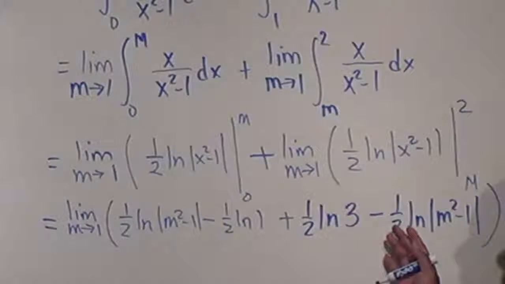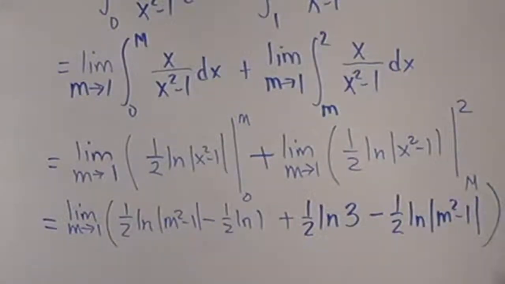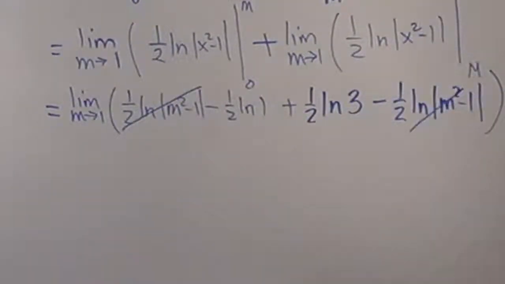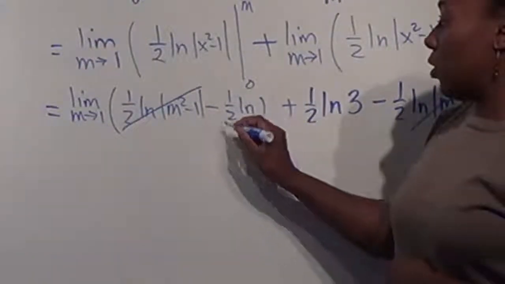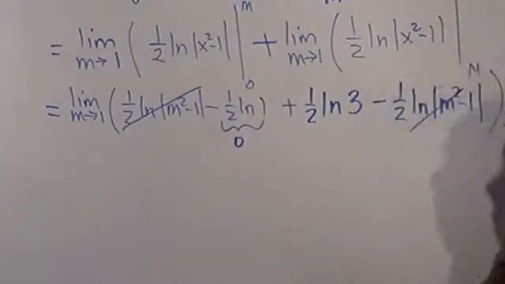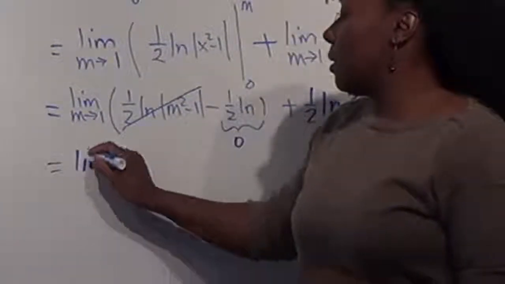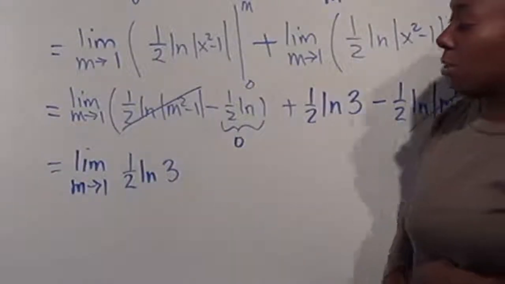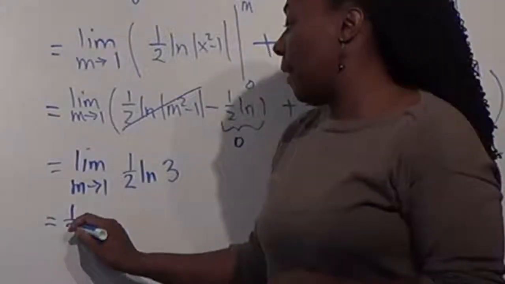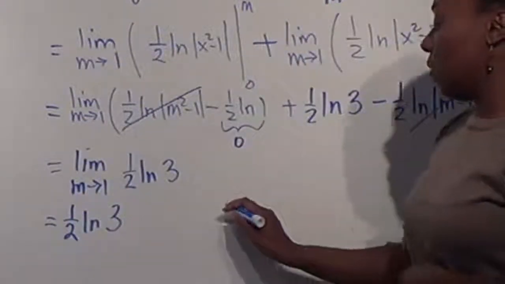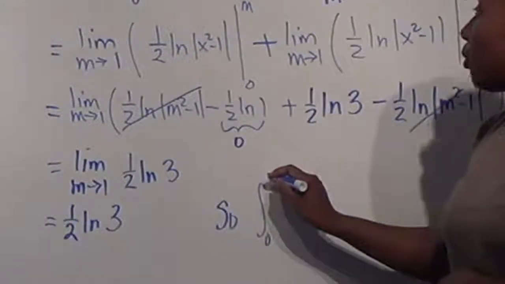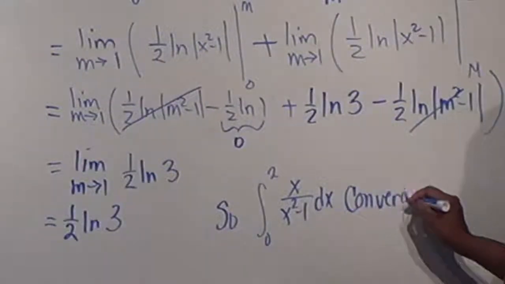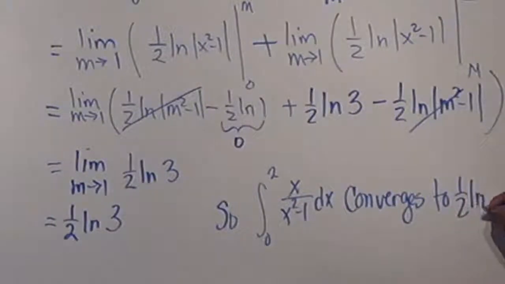Now again, here I probably want to clean up before I take my limit. One of the things you should notice is I've got basically the same term, just a different sign. So those natural logs of m squared minus 1 are going to go away. This term here, 1/2 ln of 1, that's just 0. And so I'm looking at the limit as m goes to 1 of 1/2 natural log of 3. But in this case, there's no m in there, so this is just 1/2 the natural log of 3. So our integral from 0 to 2 of x over x squared minus 1 dx converges to 1/2 the natural log of 3.